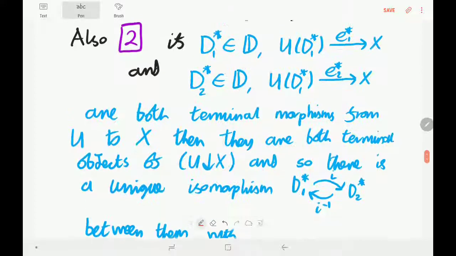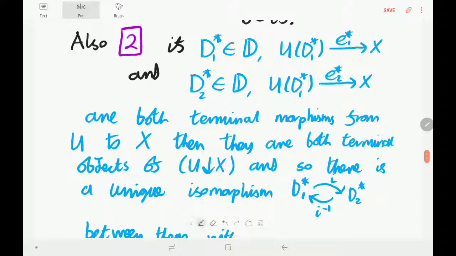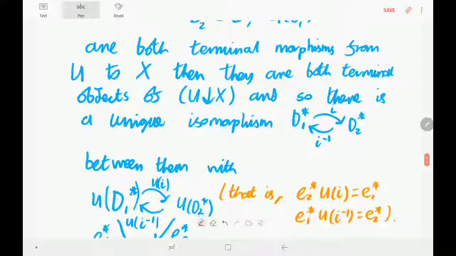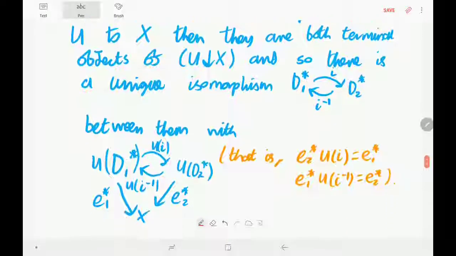Anyway, suppose we have these two terminal morphisms from U to X. Well, they both correspond to terminal objects of the comma category U downwards arrow X. And we know about terminal objects. We know that if we have a couple, then there's going to be a unique isomorphism between them. So we can denote that with an I being the arrow from D1 star to D2 star, and then I minus 1 is the inverse. There's this unique isomorphism, but it's unique having the form that it makes this diagram commute. And we get this just by thinking about the comma category and this way of thinking about terminal morphisms as terminal objects of that comma category.